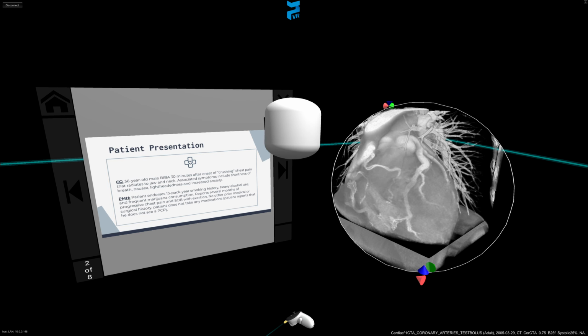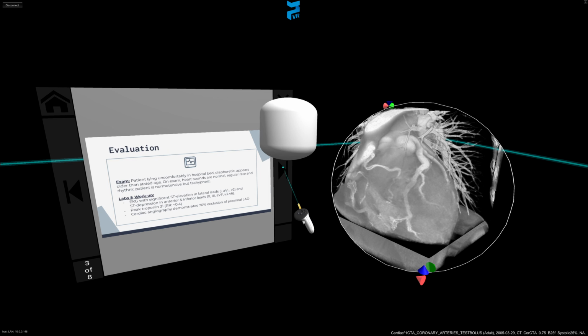He reported several months of progressive chest pain and shortness of breath with exertion. He had no other prior medical or surgical history and does not take any medications regularly. However, the patient reports that he does not see a PCP.